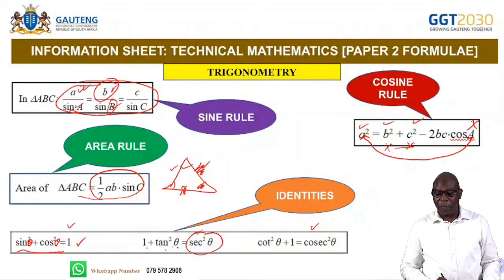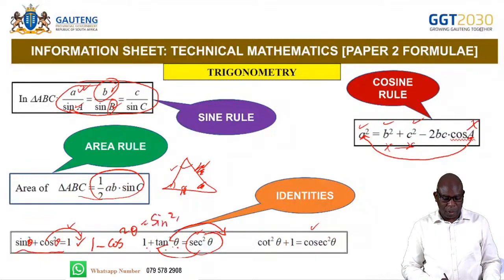So remember, these identities can be asked in an exam, but they won't ask them as they are. They might take this one to the other side, or take this one to this side, and then from there they ask you, what is 1 minus cos squared theta? So you must know that that one will be sine squared of theta. So that is how it can be asked.